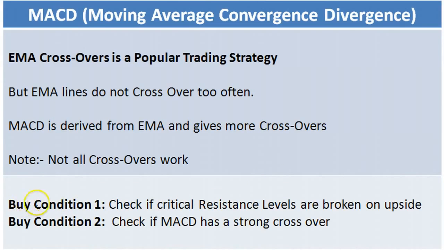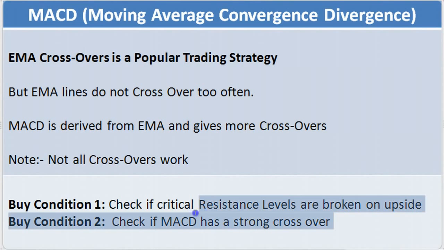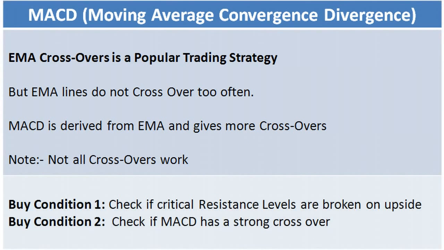For a buyer, or someone who wants to go long, all you need to do is first make sure that the critical resistance levels are broken at the chart level, meaning the recent highs that were made in the last few months. They should be taken out on the upside, and then you check whether MACD has a strong crossover. So you check for these two conditions. You are using MACD, but you are also using the resistance levels, whether the script has broken them, as an additional condition to make sure you're not trading on all the crossovers.